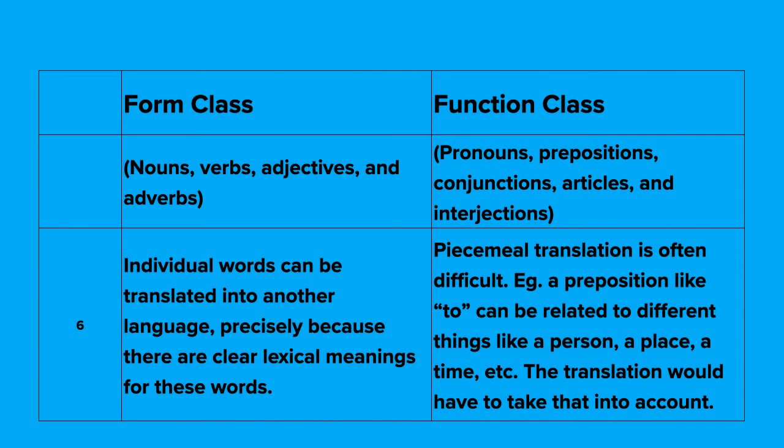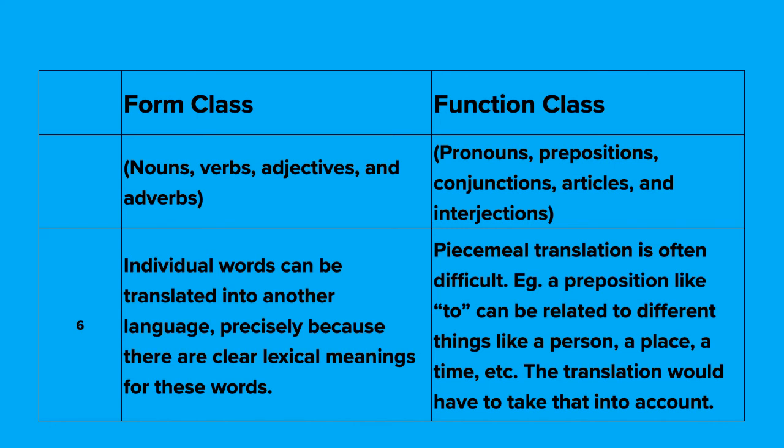For example, as we already mentioned, a preposition like to can be related to different things like a person, a place, a time, etc. I gave something to her. Then to is related to a person. But if you say from Kasargod to Kanyakumari, there to means something else. It is related to a place and it is showing a range from Kasargod to Kanyakumari. Or if you say from 10 to 5, from 10 o'clock to 5 o'clock, again to shows a time here.